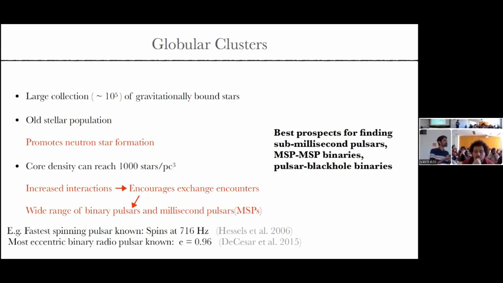The fastest spinning pulsar currently known, the record holder, comes from a globular cluster. There's also the most eccentric radio binary pulsar, with an eccentricity of 0.96. So all in all, the gist is that if you want to find exotic binaries, globular clusters are a great environment to search.